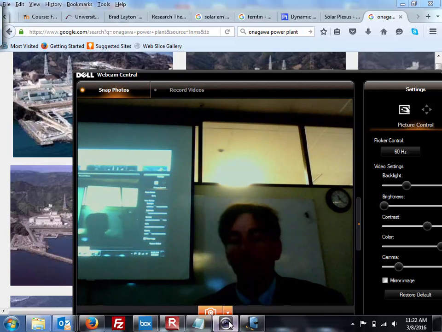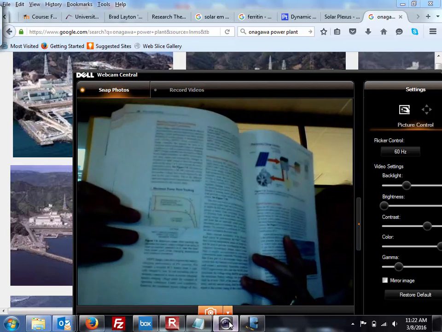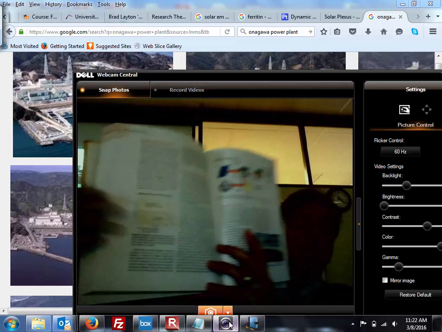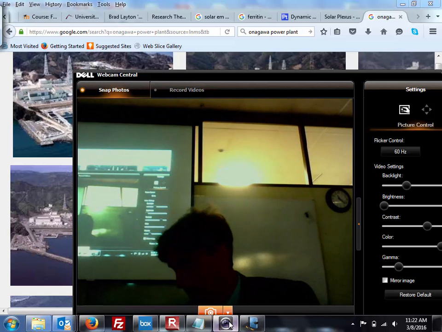We talked a little bit about maximum power point tracking too. That's where you're taking the product of voltage and current, so you've got the maximum power coming in.